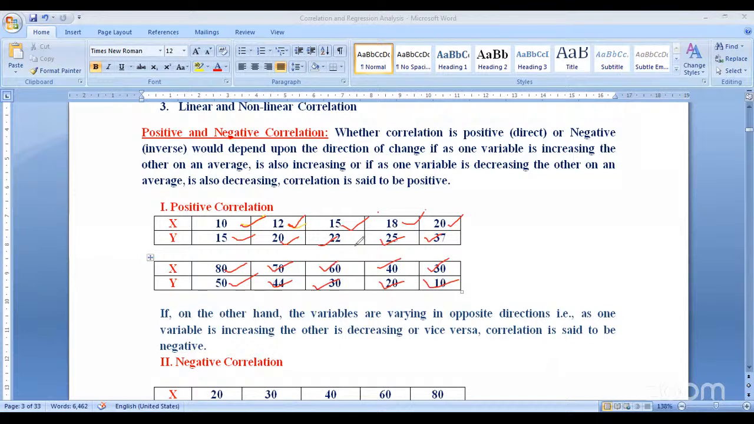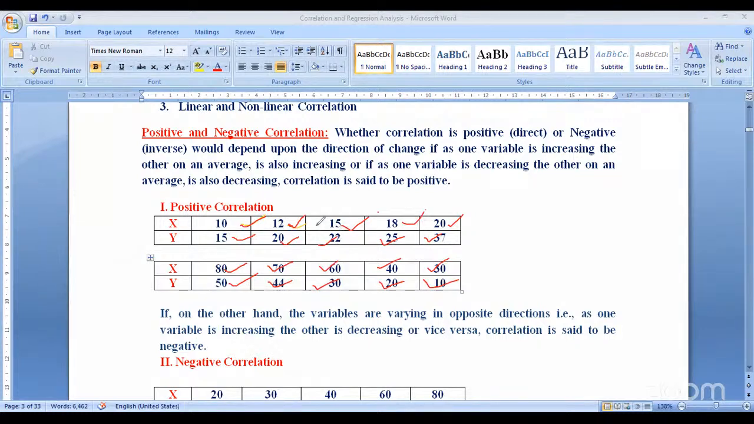So always, in positive correlation, if the X value is increasing in the same manner on an average, Y is also increasing, then it is a positive correlation. In the same manner here, X is decreasing, Y also decreases. Okay.